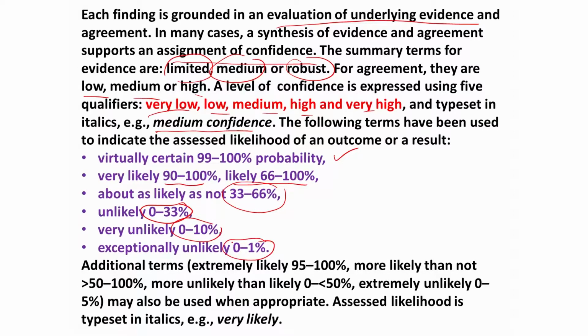Exceptionally unlikely is where we know that it pretty much is not going to happen unless there is something like what is called a black swan event, where something unexpected ends up happening. Okay. There are also additional terms, so extremely likely, more likely than not, more unlikely, extremely unlikely, and so on.